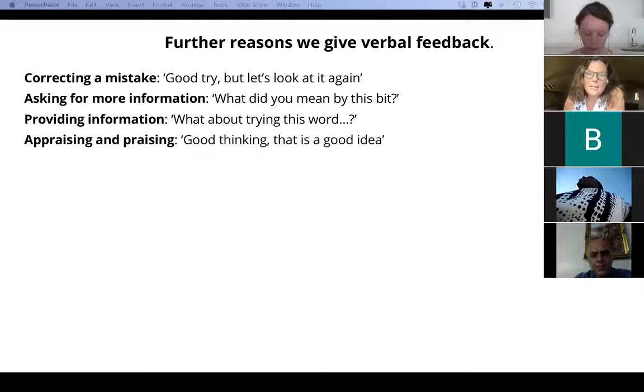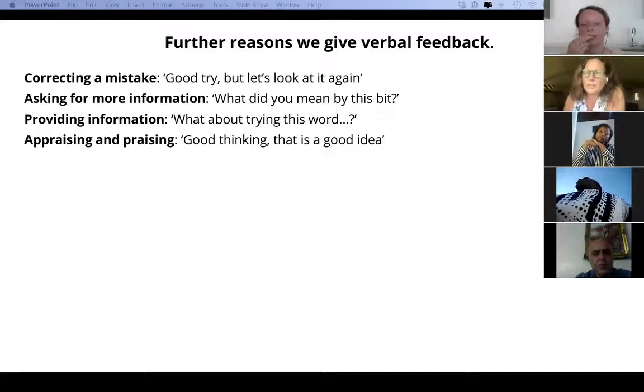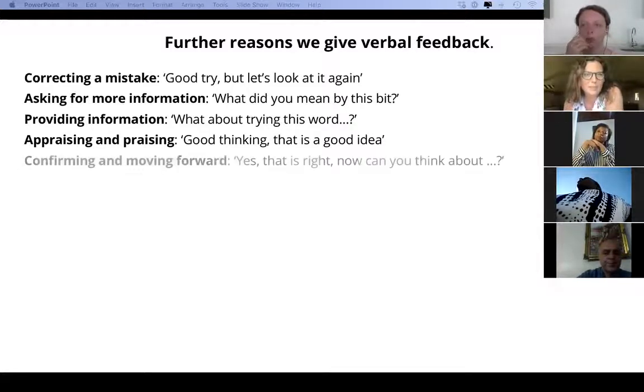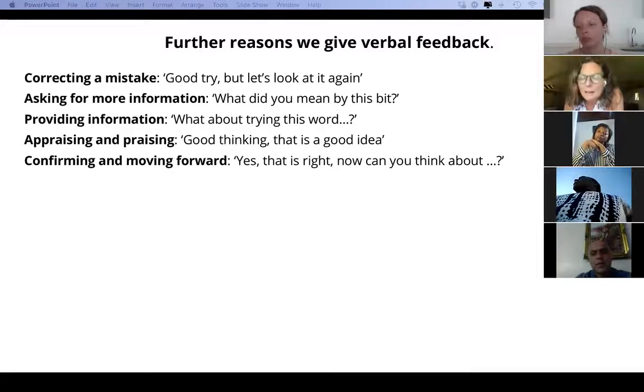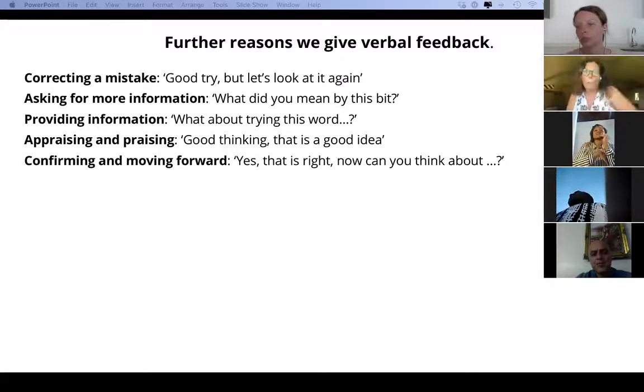Appraising and praising. So good thinking, that is a good idea. Now we've just talked about that. So although that's important to say, ideally we would actually look at extending the thinking a bit further rather than just saying that. So you could say, good thinking, that's a good idea. What are you going to do next? What would you like to add? What could you change here? Confirming and moving forward. So that comes with what we've just said, actually. Yes, that's right. Now can you think about, so while you're recognizing what's gone well, you're all the time thinking, where next, where next, where next?